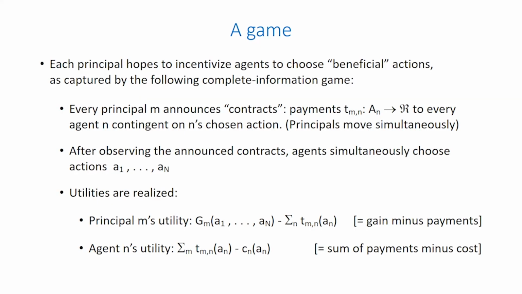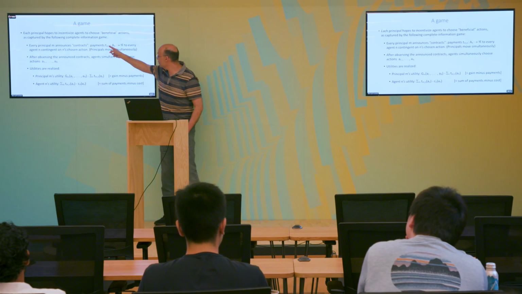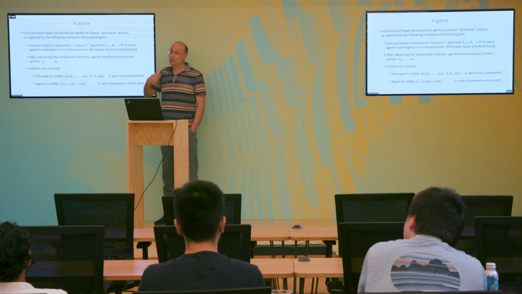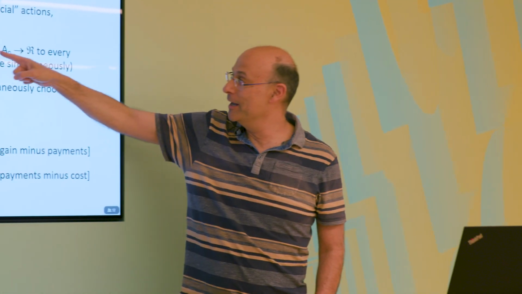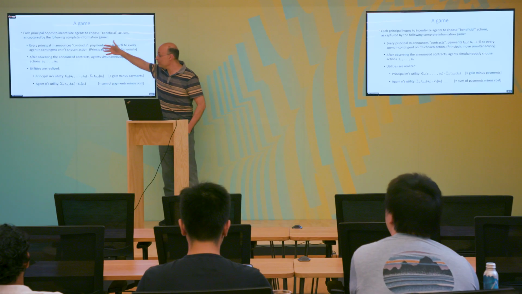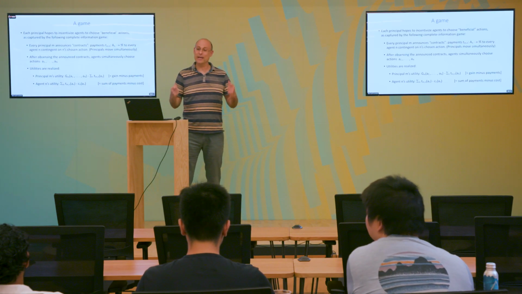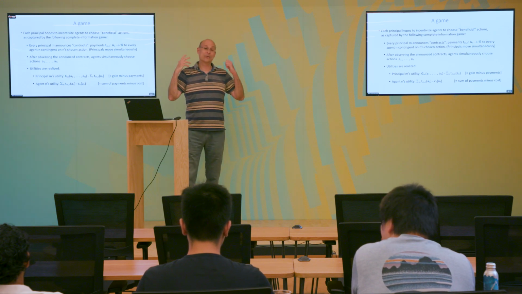We can define a game here where in the first phase, every principal announces contracts, which are payments from the principal to the agent based on the action that the agent chose to take. That's simply a function from the action space of the agents to the real numbers. If principal 1 tells agent 1, so this is like T sub M sub N, principal M tells agent N, if you are going to take a certain action, I'm going to pay you a certain amount. So that's the first step of the game. The principals announce contracts. Then in the second step of the game, agents observe contracts and decide on their actions.